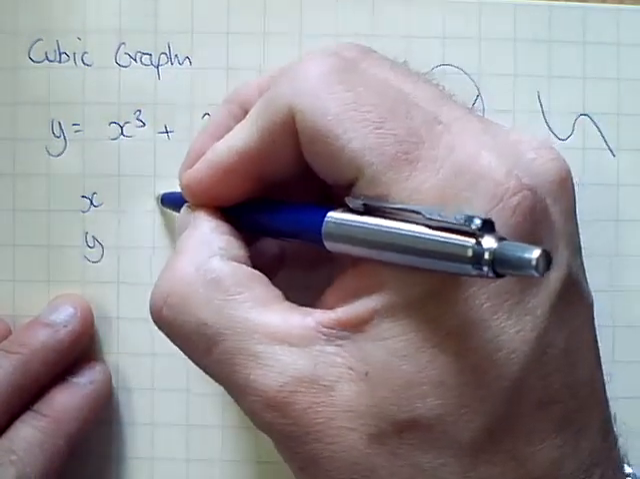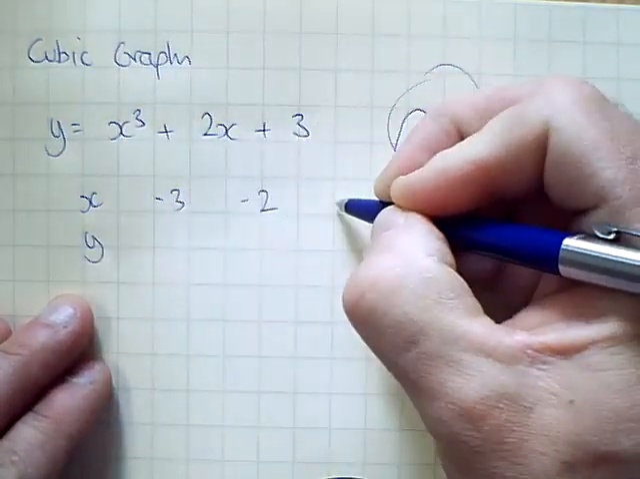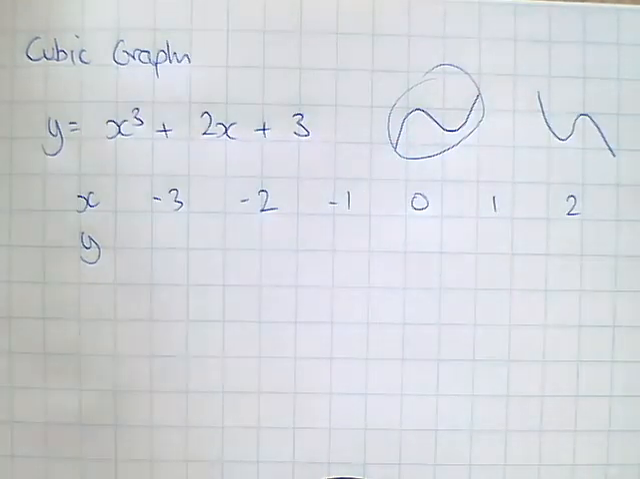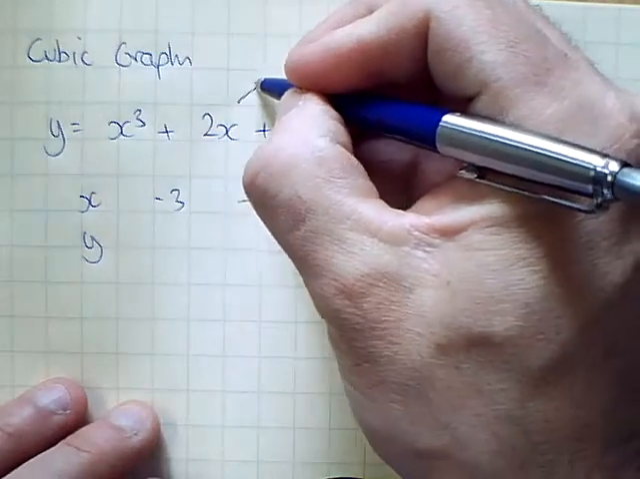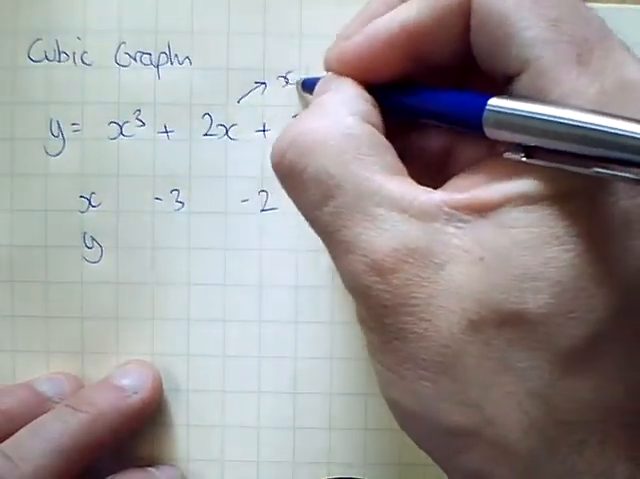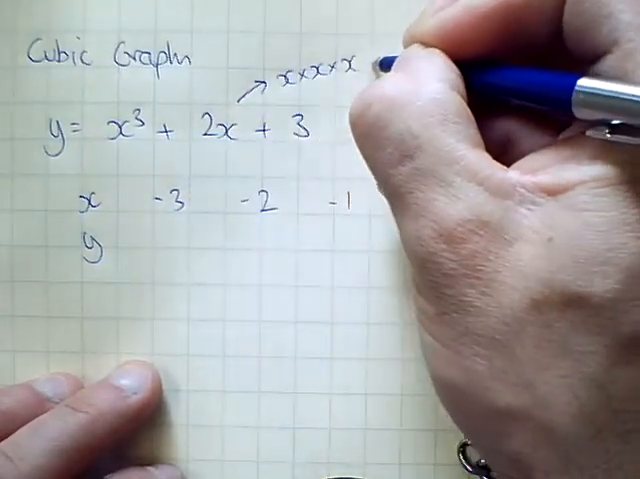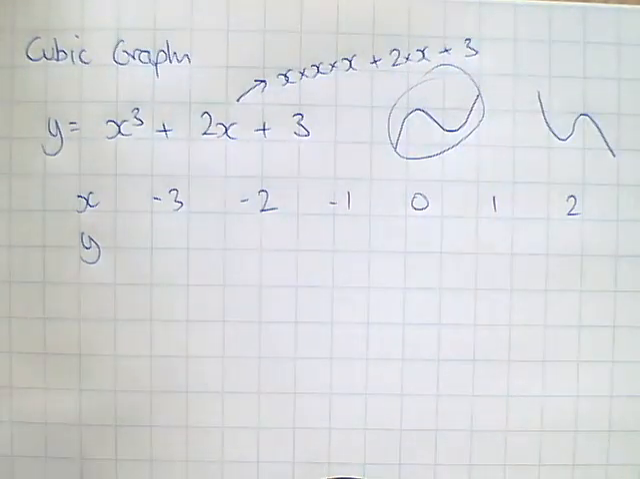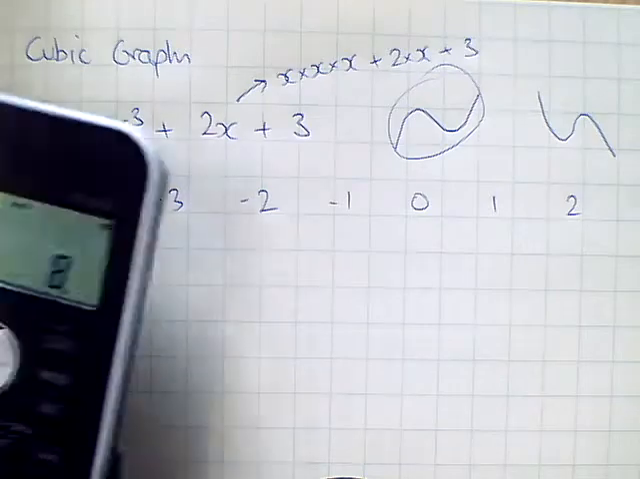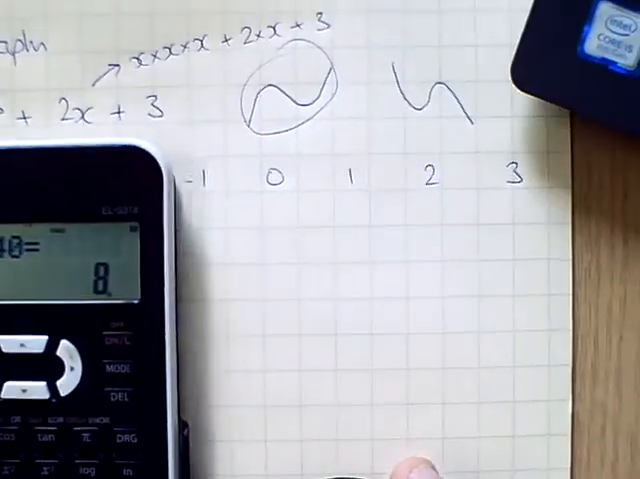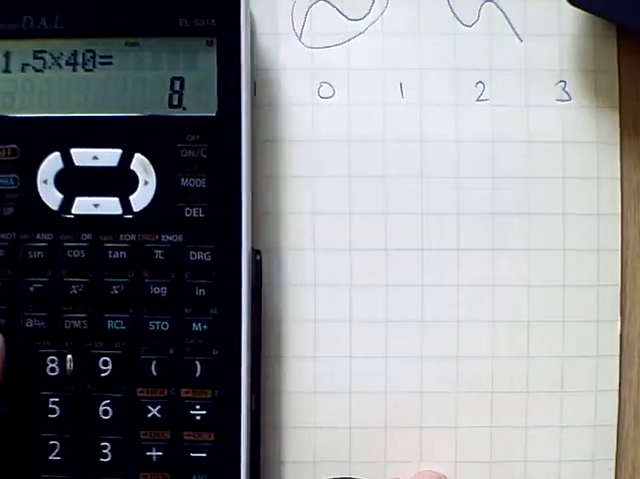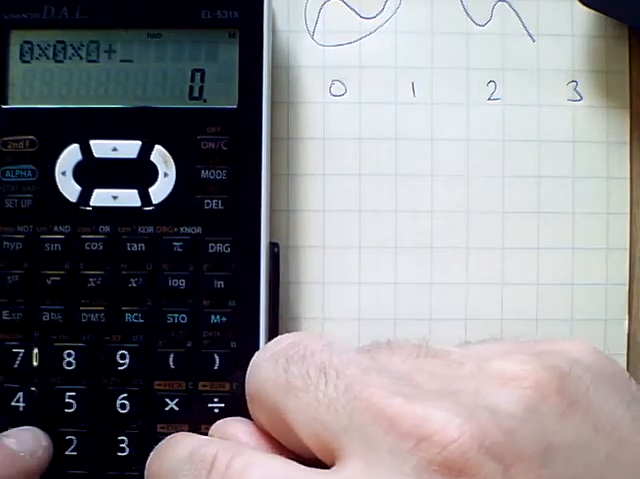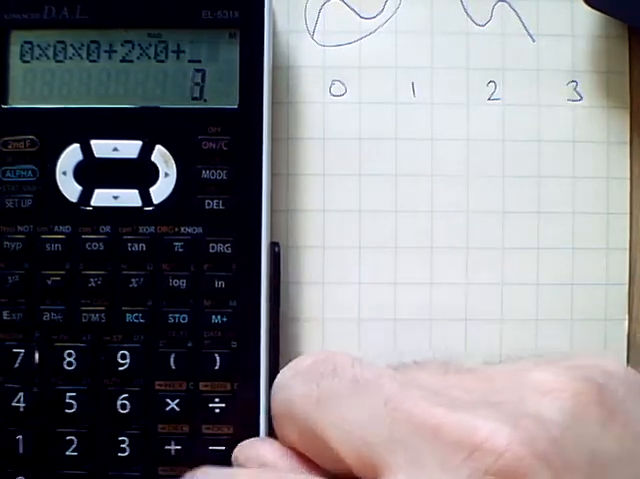So I've got x and y, minus 3, minus 2, minus 1, 0, 1, 2, 3. And I'm going to think about this graph and actually how I'm going to put it into my calculator. So I've got x times x times x plus 2 times x plus 3. So that's what I'm going to put in each time. So let's start with 0. Okay, I'm just going to move over so you can see my calculator. So I'm going to do 0 times 0 times 0 plus 2 times 0 plus 3.